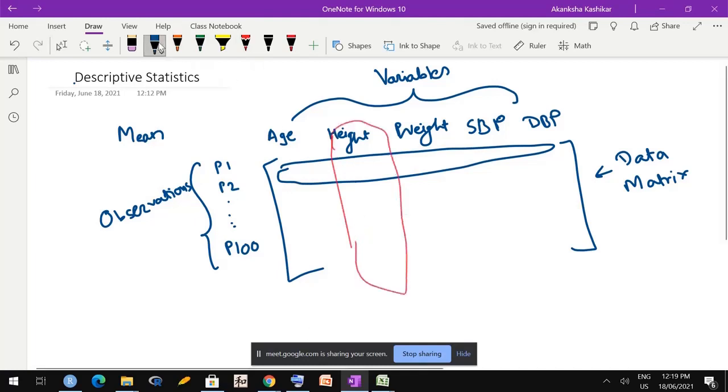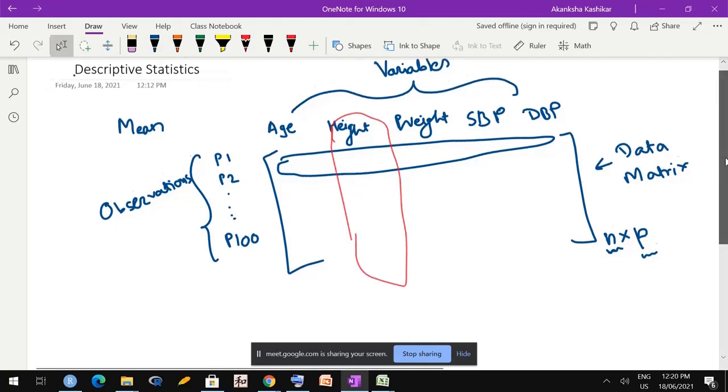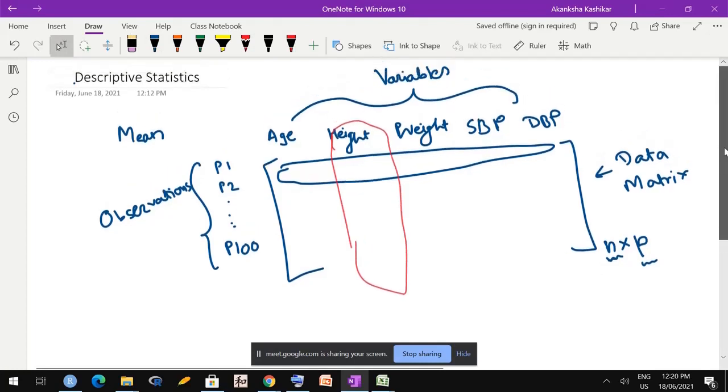Row is an observation and column is a variable, and the order of this data matrix is denoted by n cross p. Whenever we start with some notation, we say that we have n observations and p variables. These are also generally fixed, n for observation count and p for variable count. So we will try to stick to these notations throughout the course. Now from this data set I want to compute mean. How would I compute mean?